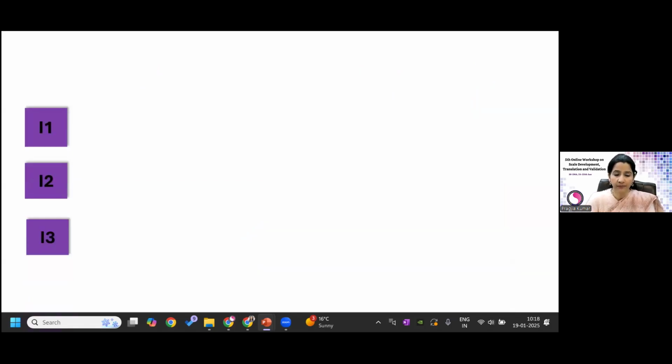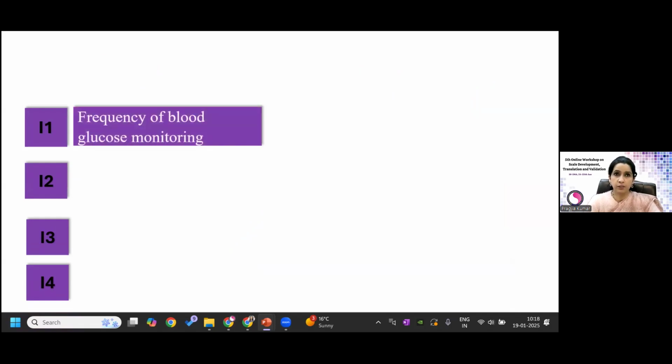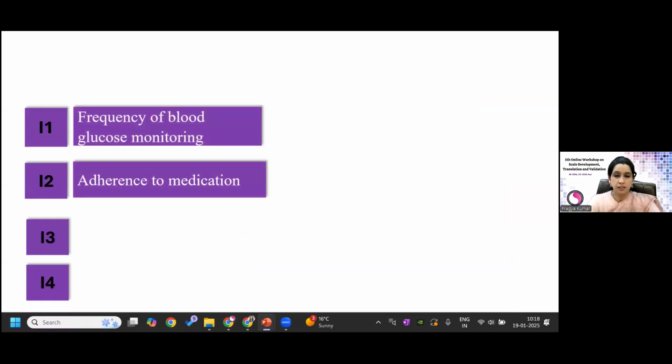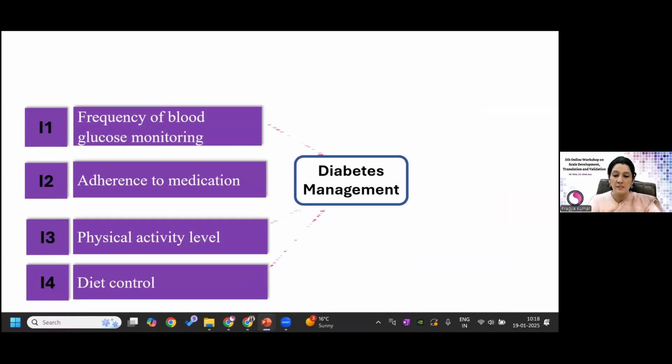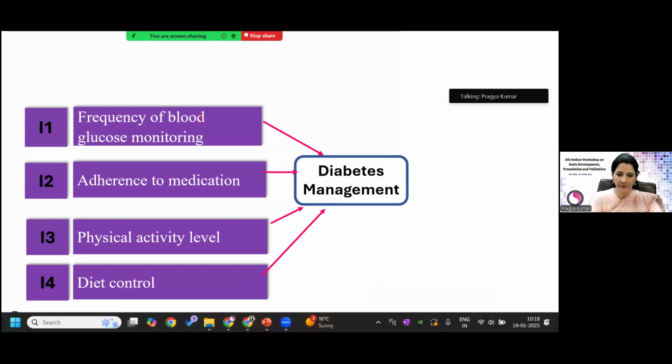For example, these are the four items. What are these four items? Frequency of blood glucose monitoring, adherence to medication, physical activity level, and diet control. If I take these four indicators to form a formative scale, which is diabetes management, then you can see these four indicators, or items, are forming the diabetes management construct. The direction of the arrow is from these items to the formative construct.